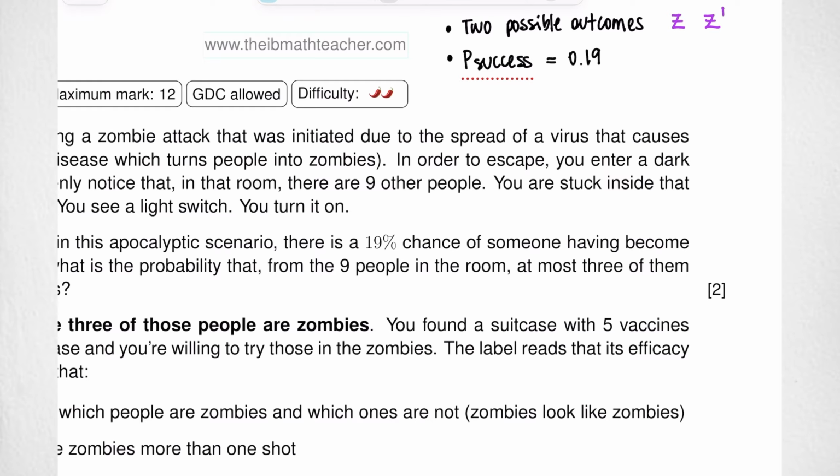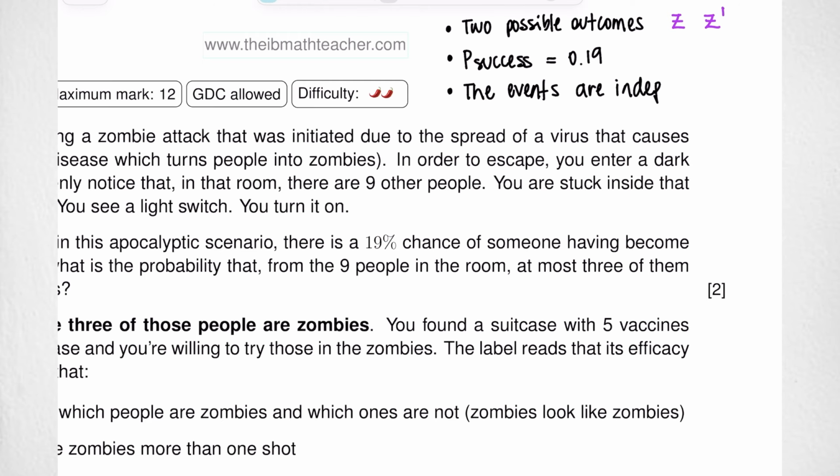I wouldn't consider that as success, but we can use that rationale. It doesn't change, the probability is 0.19 and that's it. And also the events are independent. Whoever got the virus and that's it.